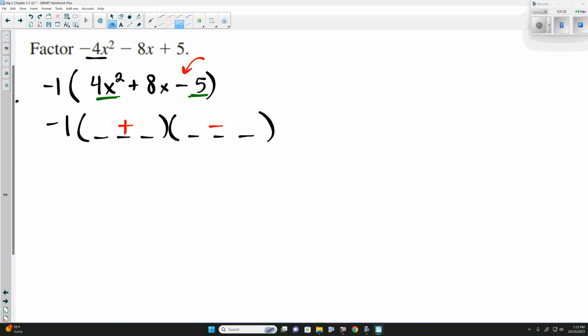Factors of the first and third term. Well, our 4x squared would give us x and x. Factors of 4 are 2 and 2. Which one do we want to try first, 1 and 4 or 2 and 2? And 4. I'll put 4 on the first one. Factors of 5 are, which one do we want to put first?